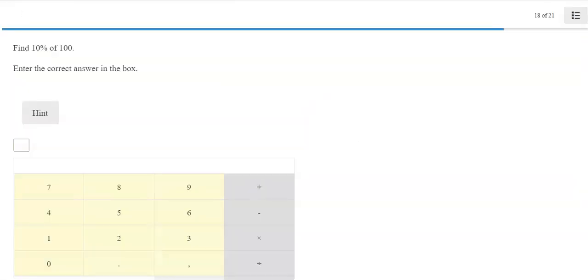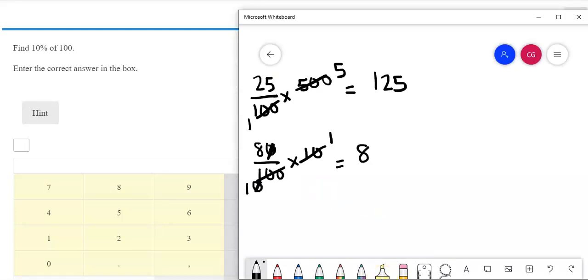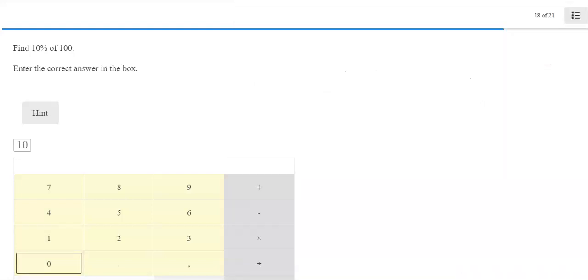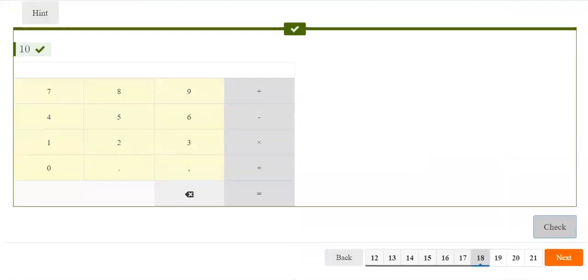Next one, 10% of 100. 10% is 10 out of 100. Of is multiplication. And we have 100. 100 goes in 100 once. 100 goes in 100 once. So we get an answer of 10. Anytime it says percent of 100, it's going to be what that percent is. So like if there were 100 questions and you got 90% of 100, that means you got 90 problems.